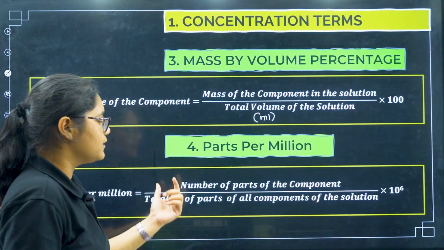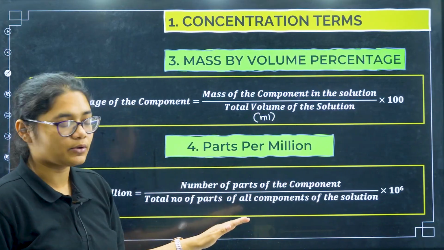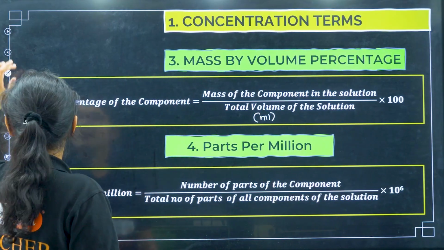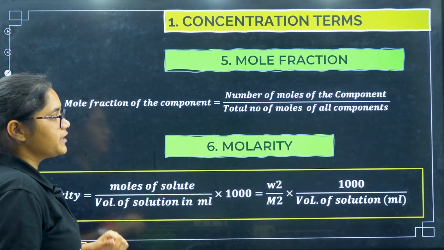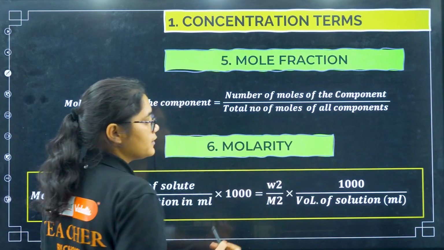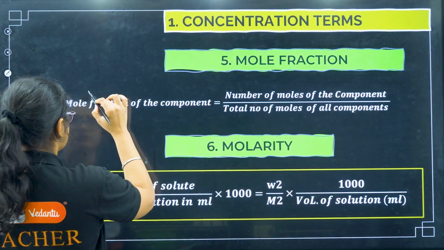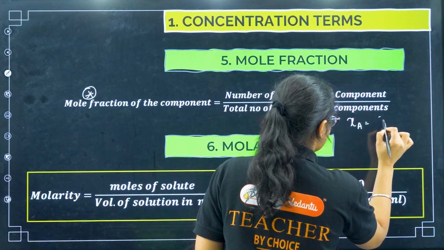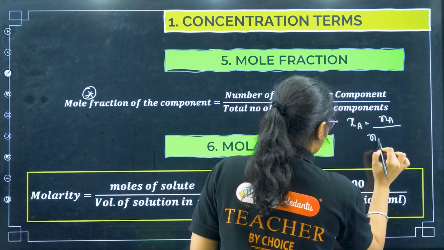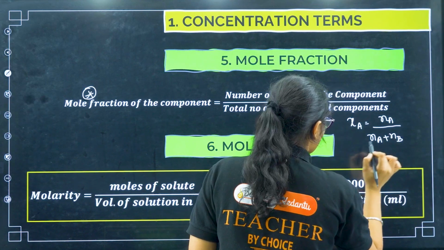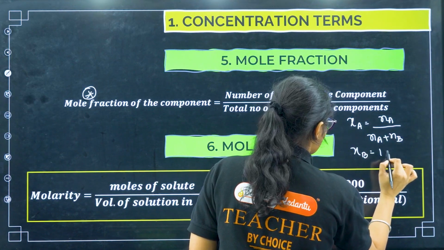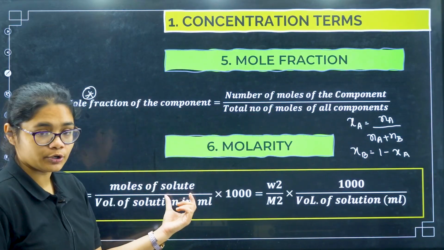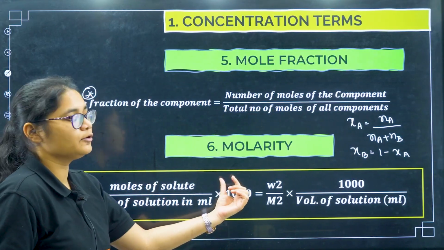Next, parts per million: number of parts of the component divided by the total number of parts of all components, into 10 to the power of 6. Next, mole fraction: number of moles of the component divided by the total number of moles. Mole fraction we use mostly in many numericals. It is represented as XA. Suppose you want to find the mole fraction of A, then it is nA by nA plus nB. And XB will be equal to what? 1 minus XA.